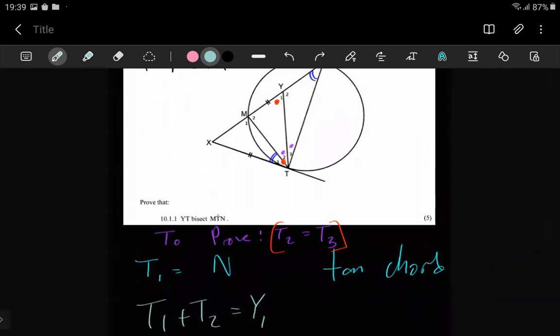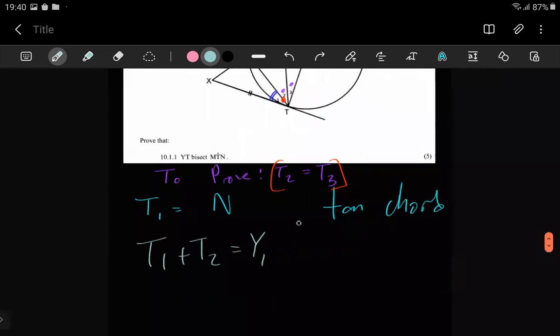So we're saying T1 plus T2 is equal to Y1. The reason for that is angles opposite equal sides. Remember, these equal sides, they gave them to us, you see. So here, angles opposite equal sides.